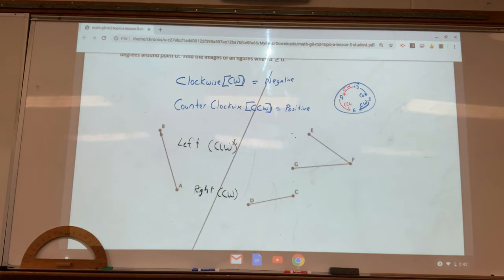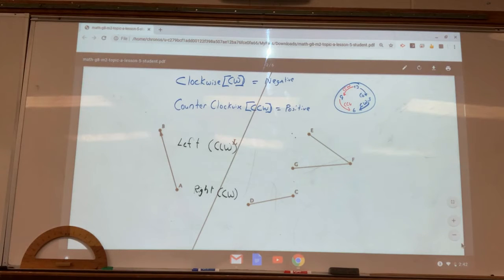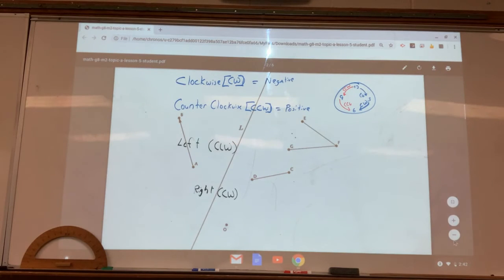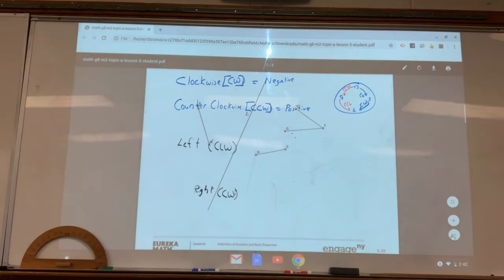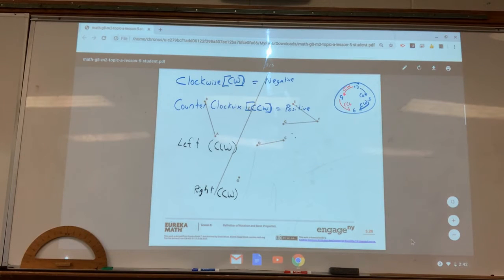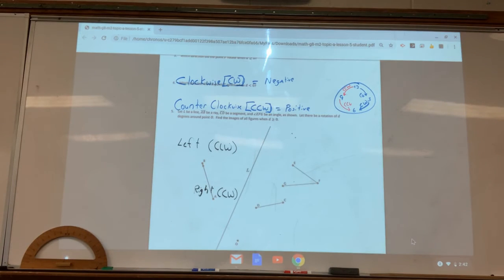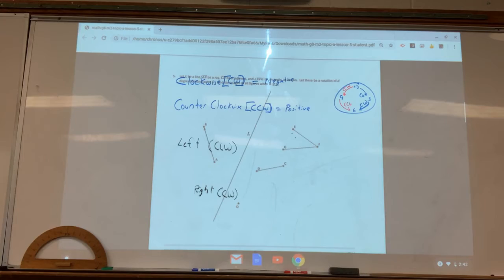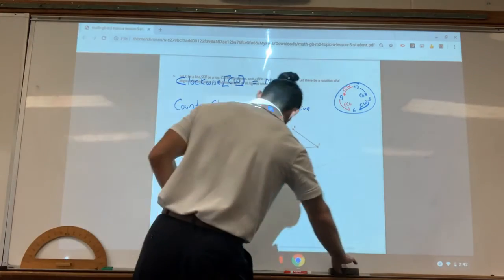Let's see what's going on here. Let's make this a little bit smaller. Oh boy, there we go. Okay. Okay, I'm going to erase all this now.